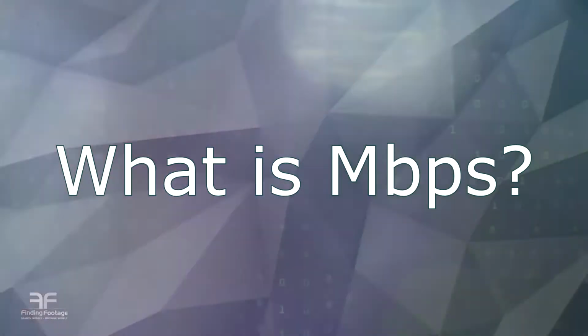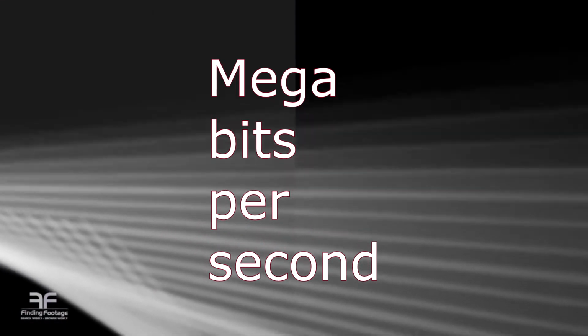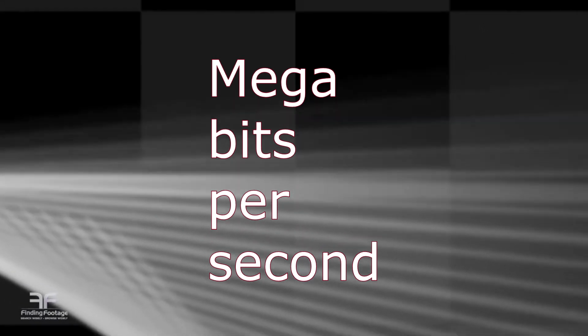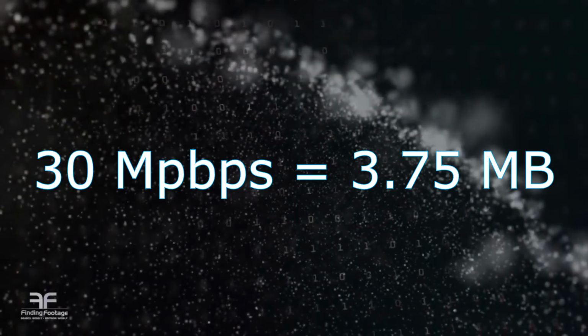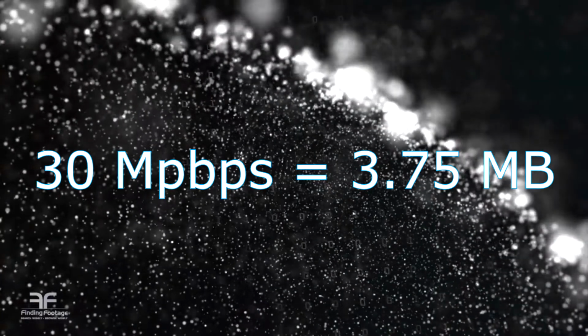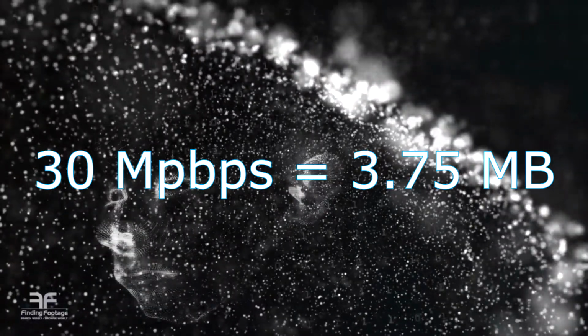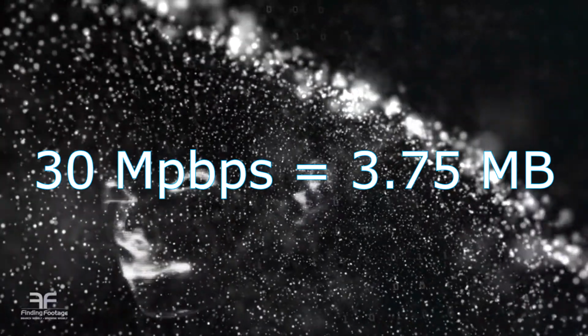Hold on. What is Mbps? This stands for megabits per second, which is the amount of data that is transferred across connections. It is important to know that in order for information to be stored in your computer, it is grouped in bytes. 8 bits equal 1 byte. So, when you see your download speed, if your connection is 30 megabits per second, you will see your download will be around 3.75 megabytes.